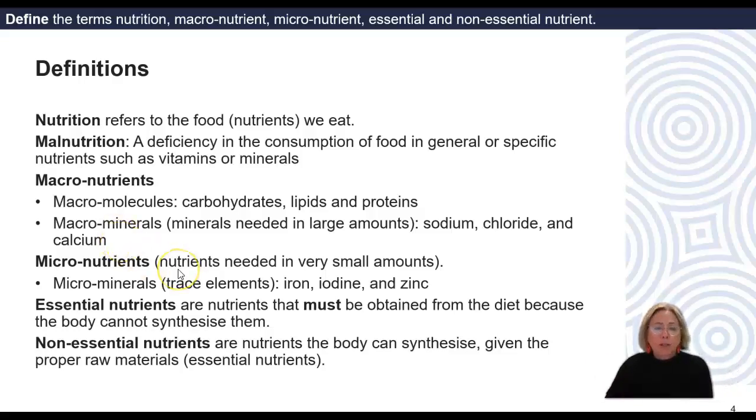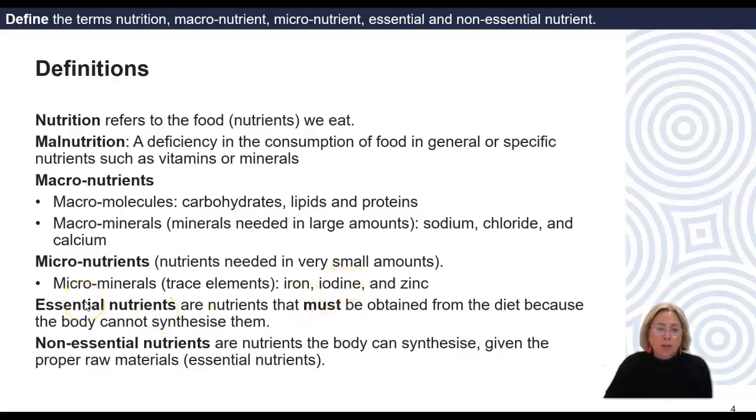Conversely, micronutrients are nutrients only needed in small amounts. So these include the microminerals, which I'm sure you've heard being called the trace elements, such as iron, iodine, and zinc. And of course, iron is needed for transport of oxygen in red blood cells, iodine in particular being important for thyroid hormone production.